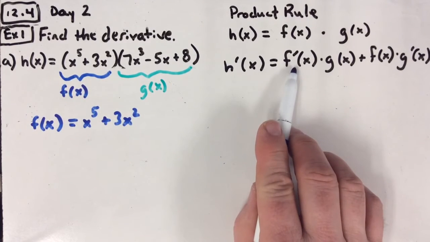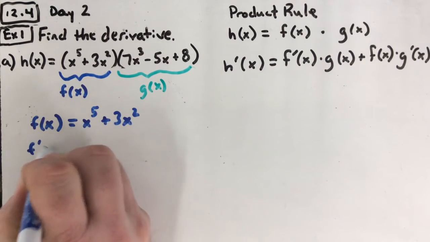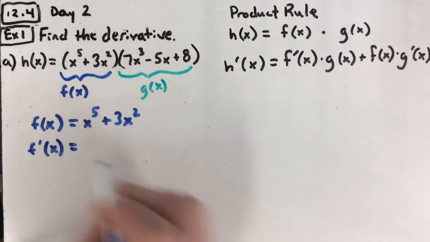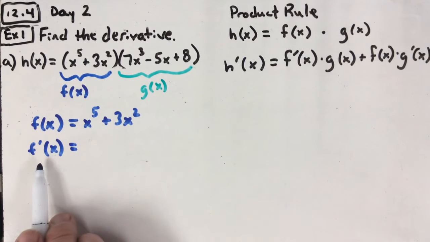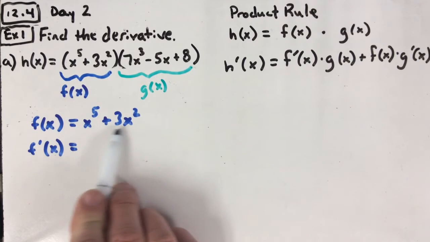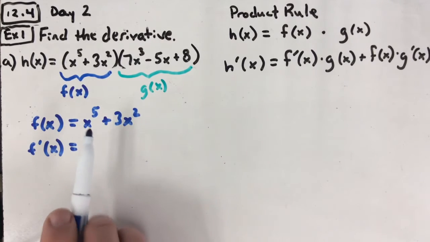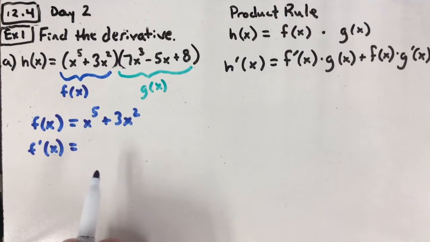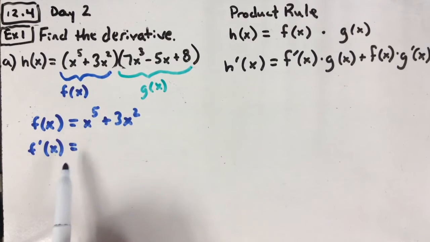We also, though, need the derivative of that function. We need f prime of x. So let me calculate that and write that down here right underneath it. To do this derivative, we can use the power rule from 12.4 day 1, that shortcut that we just talked about. The power rule says this: if you are taking the derivative of some terms that have a variable raised to a real number power, there's a formula for that.